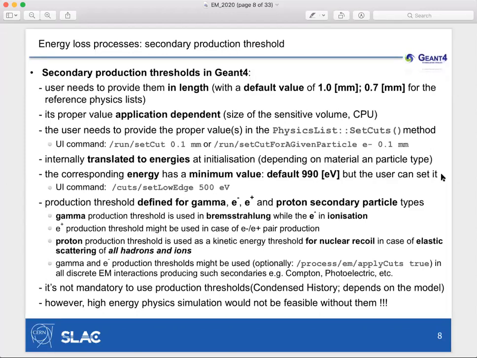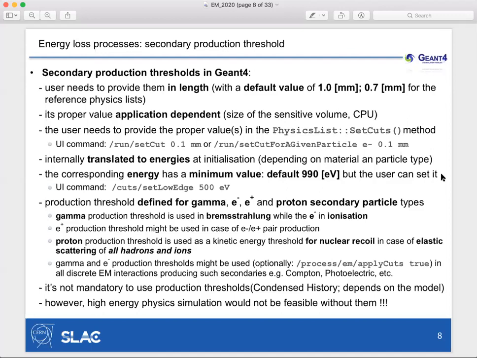Now, there is a minimum value. So if you set a very small length, it's actually not just the length, but the length and the material are important when we translate, and also the particle, when we translate it to energy, then there is a minimum value. Whatever small energy would be the final result as a secondary production threshold, there is a default minimum value of 990 electron volt.